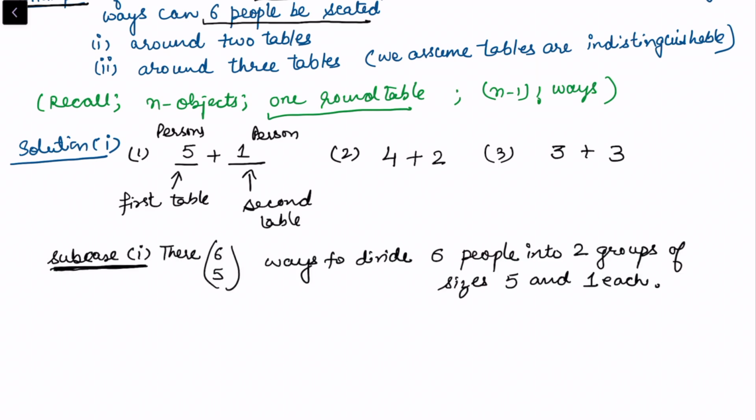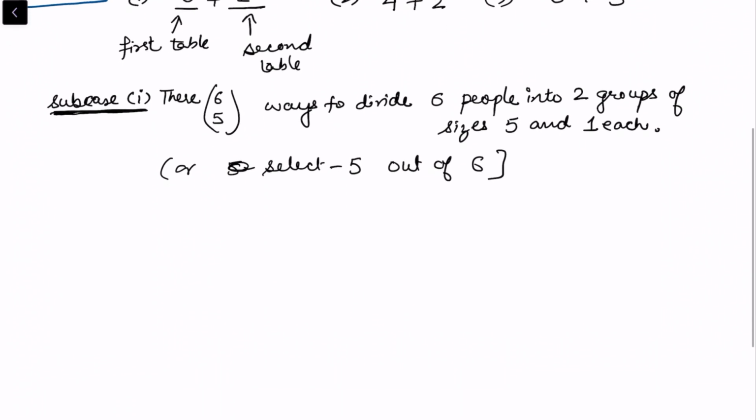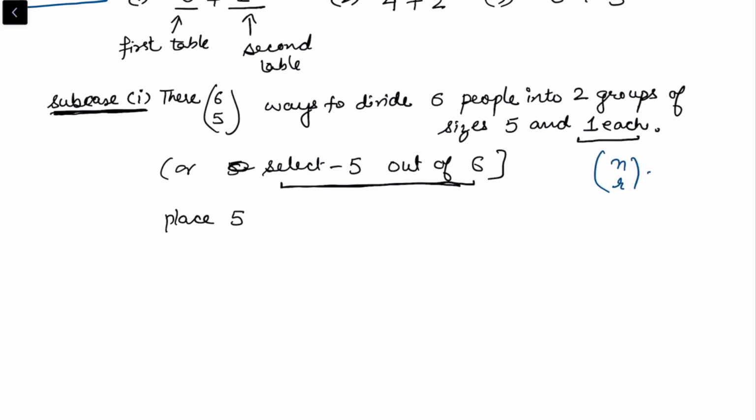In sub case 1, we can see there are 6C5 ways to divide 6 people into 2 groups of size 5 and 1, or in a simpler way we can say we want to select 5 out of 6 people, and now we want to place them on a round table. Once you select 5 out of 6, the remaining 1 out of 6 is automatically selected. So here you can use the criterion that nCr is the same as nC(n minus r). The remaining are automatically selected.